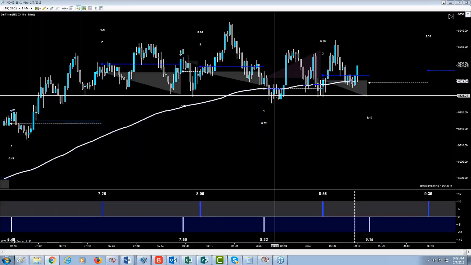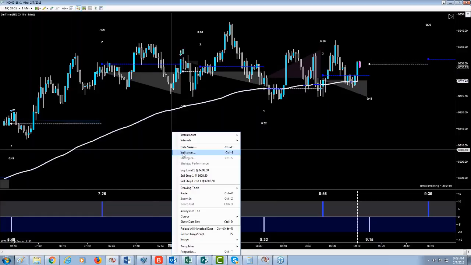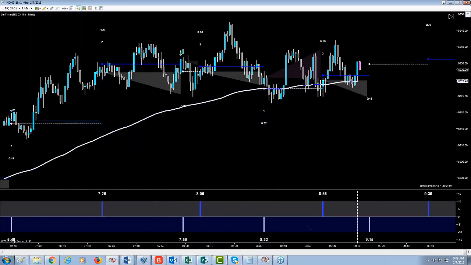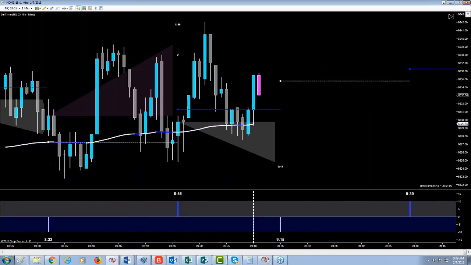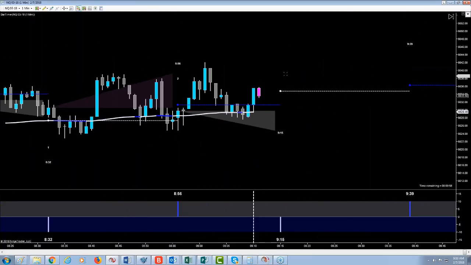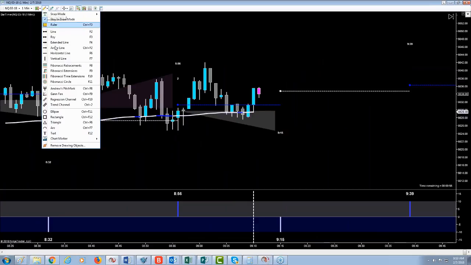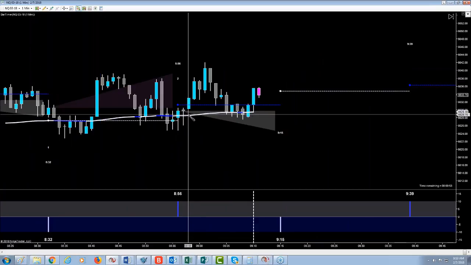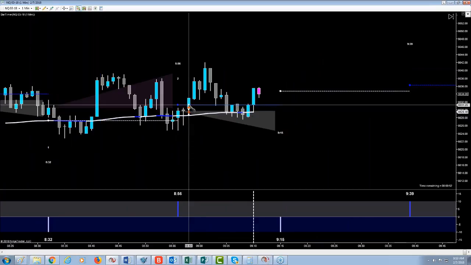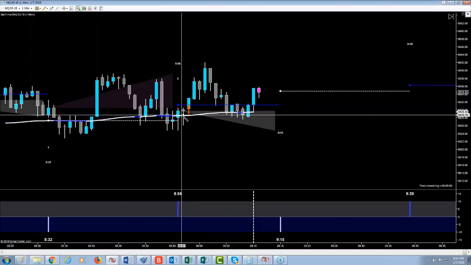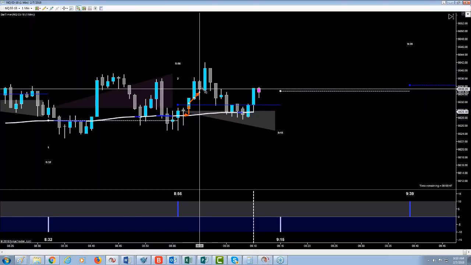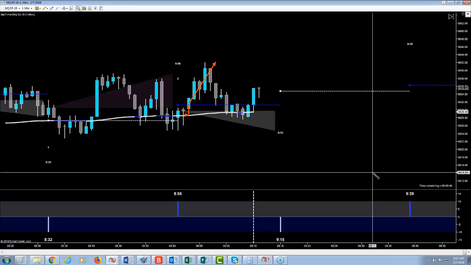NQ is a mess right now. So the last signal would have been a puncture, would have been a long right here. Stop would have been just below the candle right there. Looking at that move. Next one coming is at 9:15.